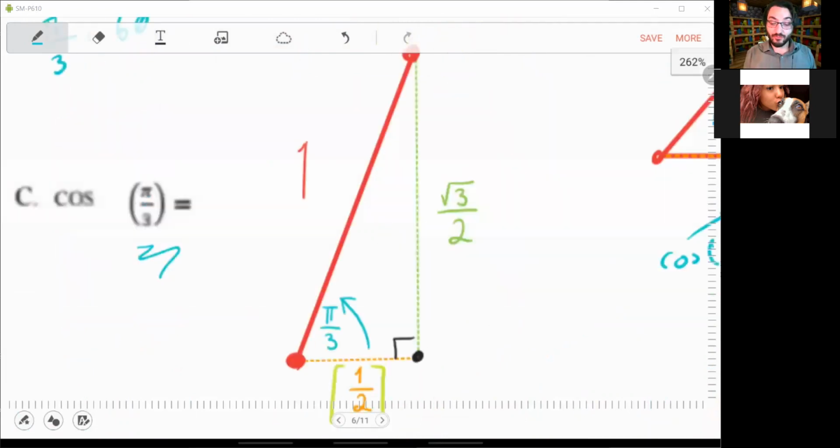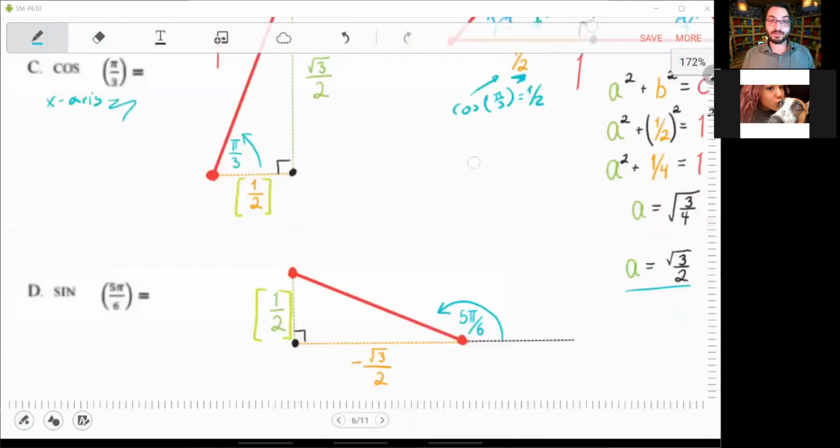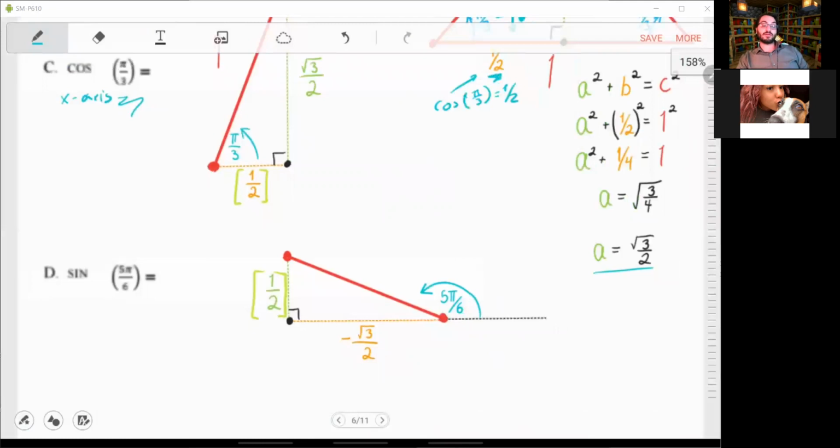The cosine of pi over 3, well, like I said, we just did it. Here's pi over 3. The cosine represents the x-axis. And so when I make my little triangle, I have 1/2 here on the x-axis. Yeah? Good so far? No questions?